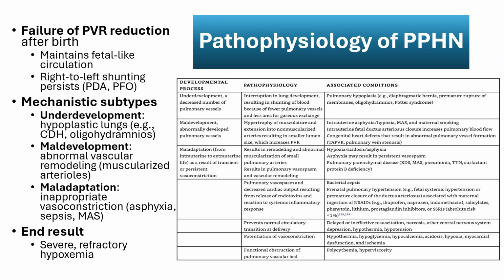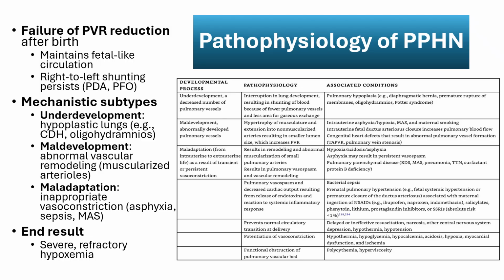Underdevelopment results from hypoplastic lungs, as seen in congenital diaphragmatic hernia or severe oligohydramnios, where both the vascular bed and alveolar surface area are insufficient for effective oxygen exchange. Maldevelopment involves structural remodeling of the pulmonary vasculature, characterized by excessive muscularization of arterioles, thickened vessel walls, and reduced capacity for vasodilation. Maladaptation is functional.